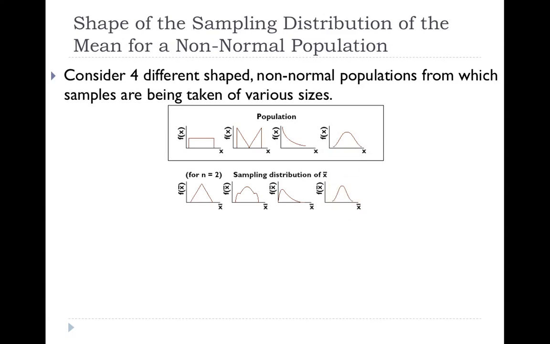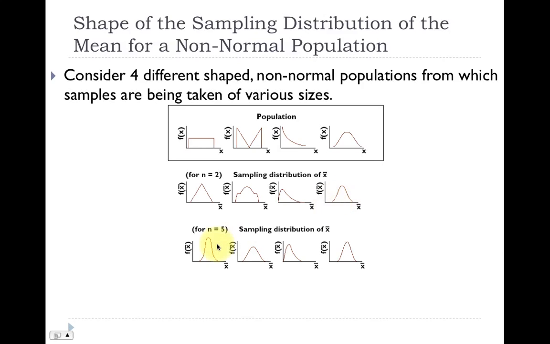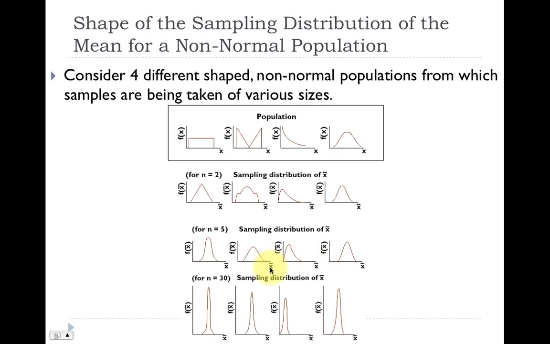Now look what happens when we increase our sample size. Notice how, when we increase our sample size to 5, each of our sampling distributions starts to get closer and closer to a symmetric bell. If we make n 30, each of them is a perfect symmetric bell. So the rule is, when n is greater than 30, our sampling distribution is approximately a normal distribution.